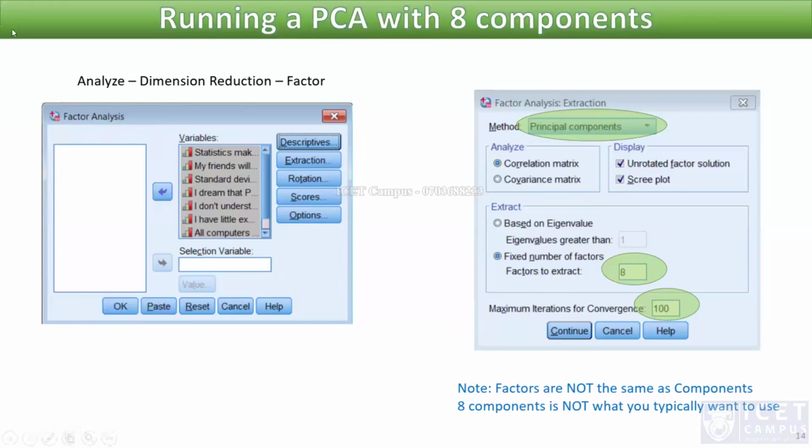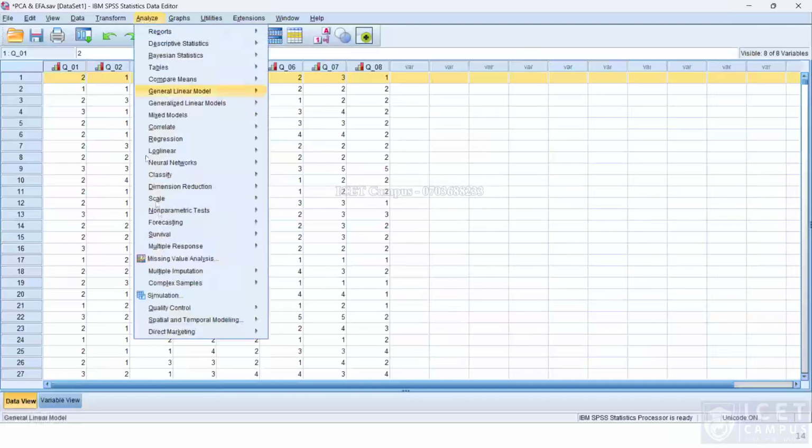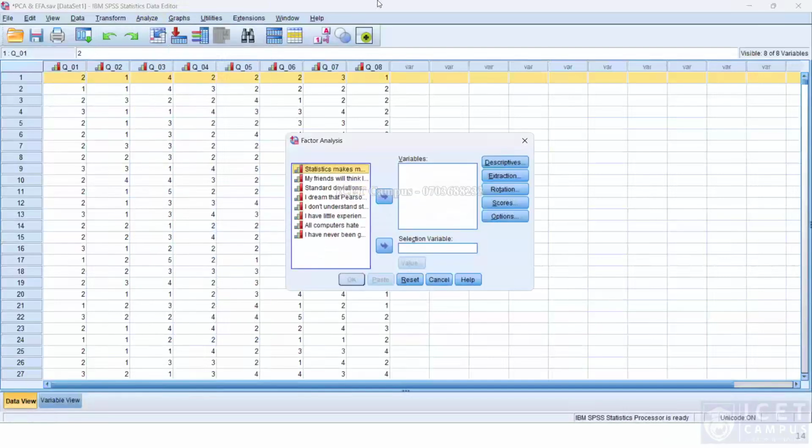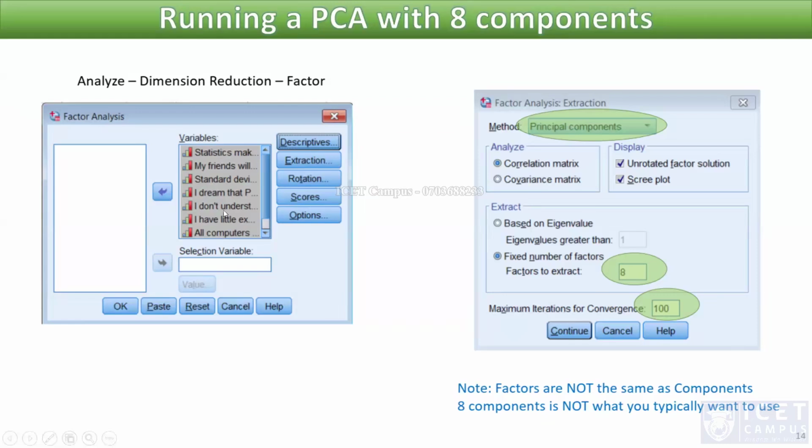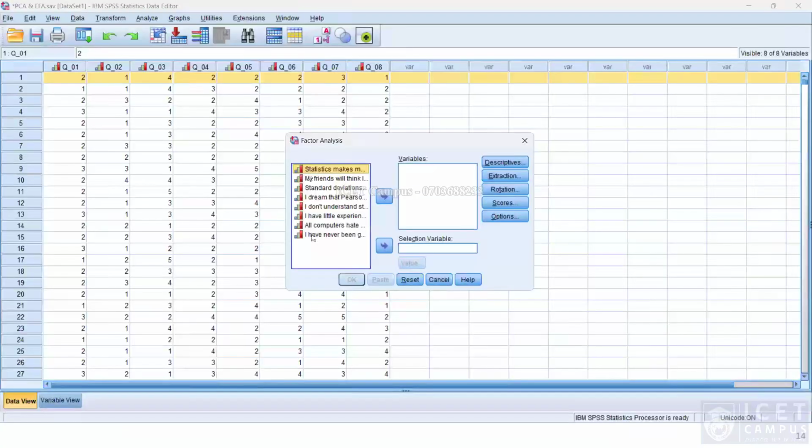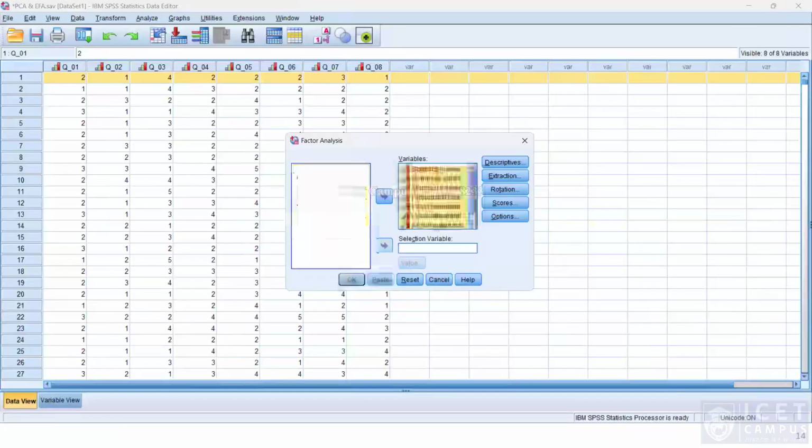So we can go the path: Analyze, Dimension Reduction, Factor Analysis. Then you can see this dialog box. In this dialog box, we need to take each and every variable to the factor analysis. There are 4. We can take all these variables to the factor analysis. Now it's okay, we took all the variables to the factor analysis.